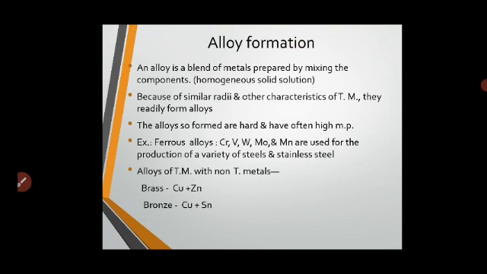Now how are these alloys? They are very hard and they have high melting points. For example, ferrous alloys with chromium, vanadium, tungsten, molybdenum and Mn are used for production of a variety of steels and stainless steel. The vessels which we use in our home are made up of stainless steel. What do you mean by stainless steel? Stain means no stain remains, or we can remove the stain very easily. Such type of steel is called stainless steel.